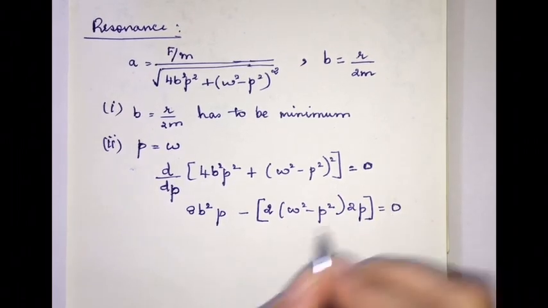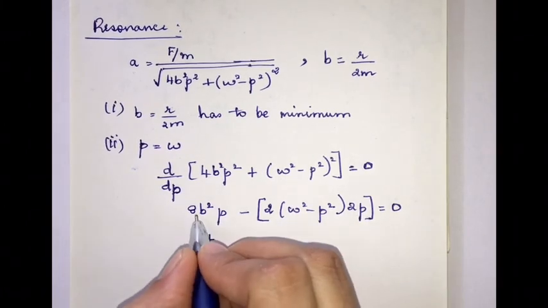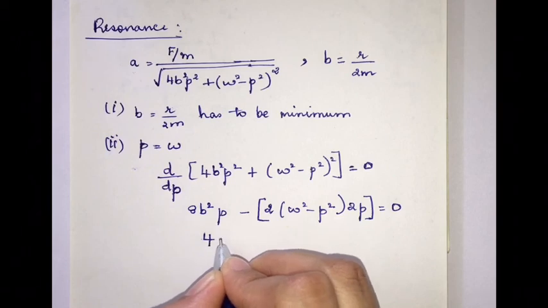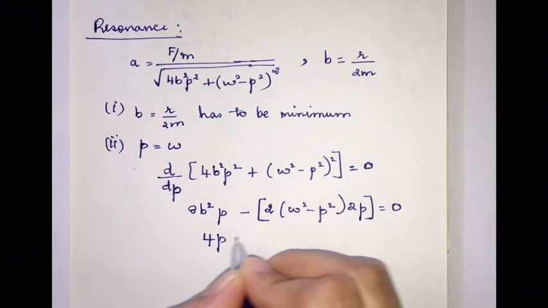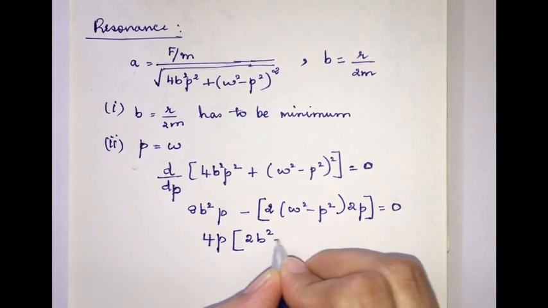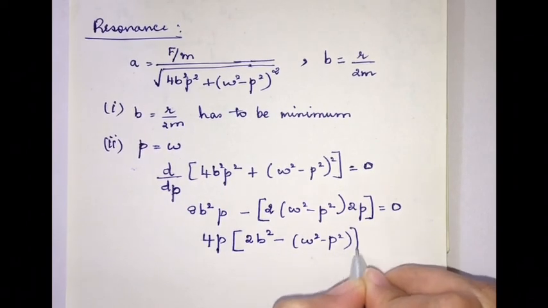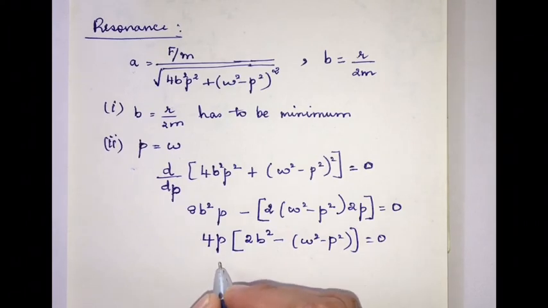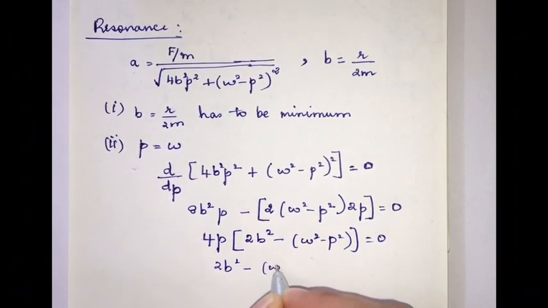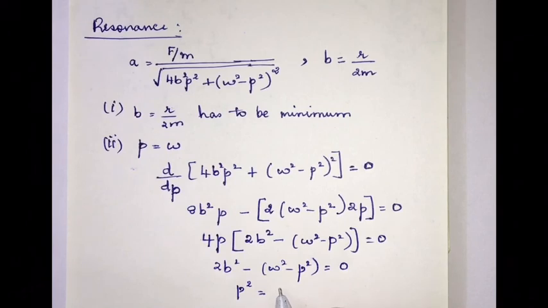is equal to 0. On further simplification, you can see this is 4p and here also there is 8p. So I can take 4p as common. So it becomes 2b square minus omega square minus p square is equal to 0, or I can write this as 2b square minus omega square minus p square is equal to 0, or p square is equal to omega square minus 2b square.